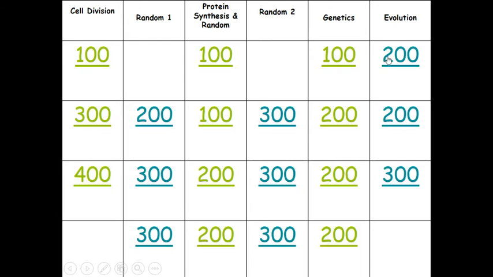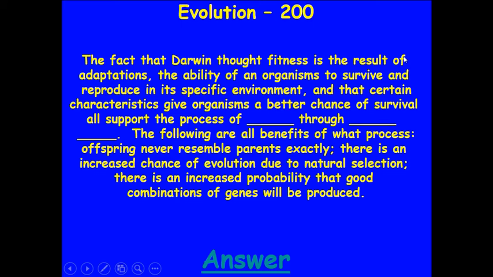All right, on to evolution. The fact that Darwin thought fitness is the result of adaptations, the ability of an organism to survive and reproduce in its specific environment, and that certain characteristics give organisms a better chance of survival, all support the process of blank through blank blank. The following are all benefits of what process? Offspring never resemble parents exactly. There's an increased chance of evolution due to natural selection. There is an increased probability that good combinations of genes will be produced.